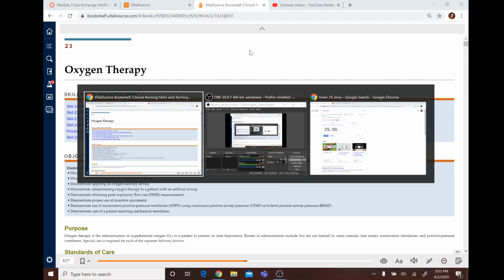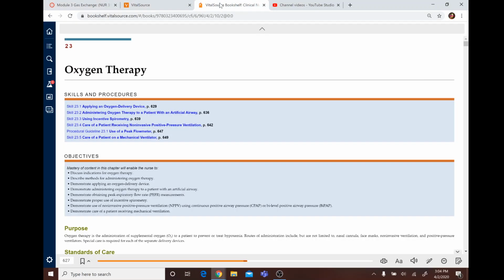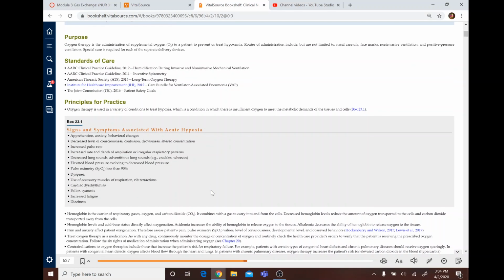Alright, now we're going to read about oxygen therapy. This is continuing on our Module 3 gas exchange. We read this, reviewed that. Now we're going to read these. Here we go. I'll start here.